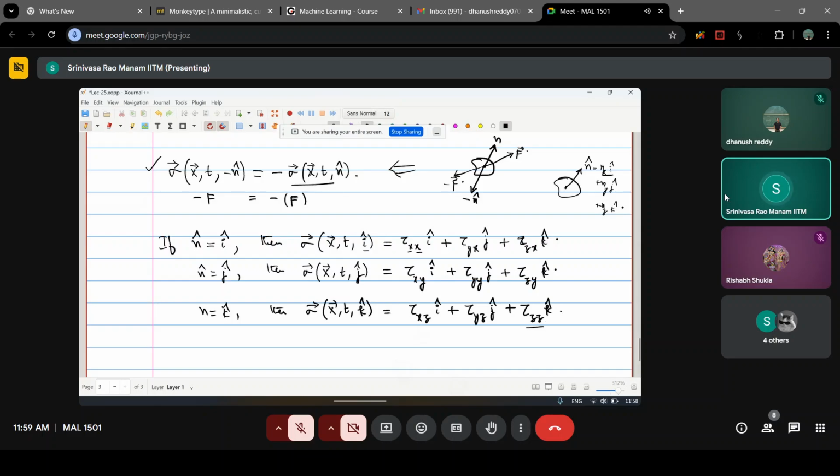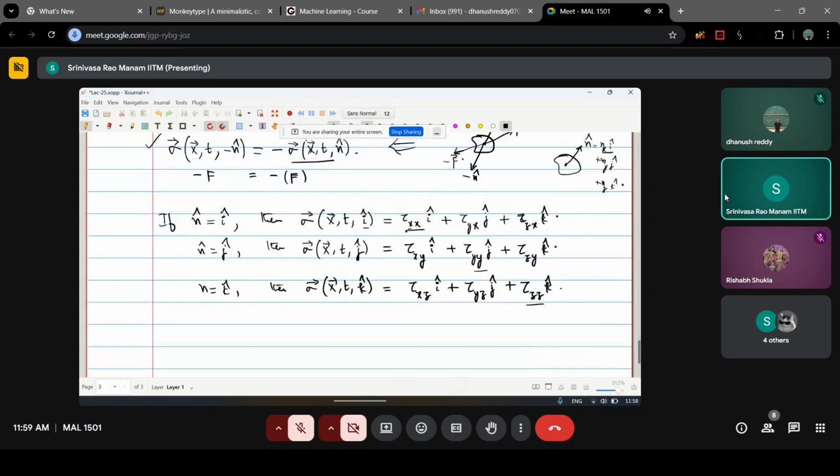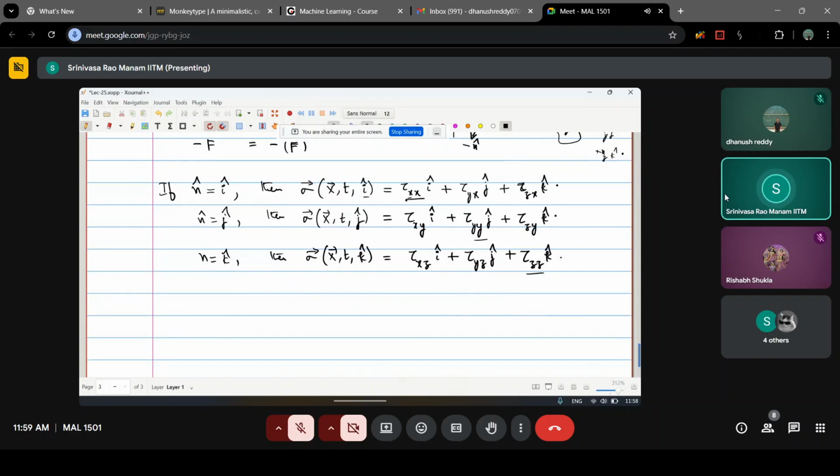See, whatever I'm underlining, these are basically normal stresses, something to do with normal stresses. The other ones are basically giving the shear. So yx means along the xy direction it moves. So that's what it means. We will see that one.